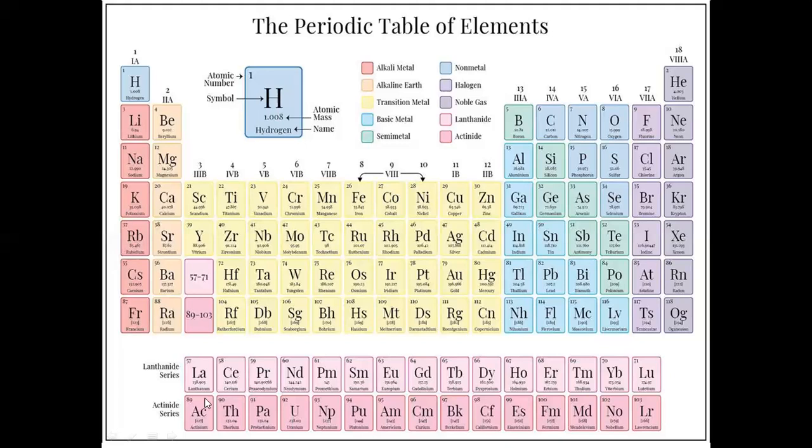Because from here it is extended, 7 periods are there. 18 groups are there. And all the elements are put in order. That is the reason it is the periodic table. After every period, it repeats. Properties will repeat. That is the concept of the periodic table.